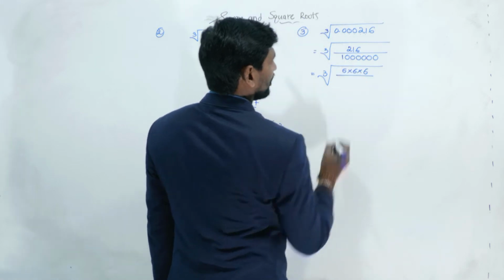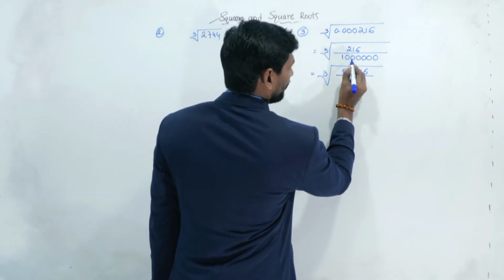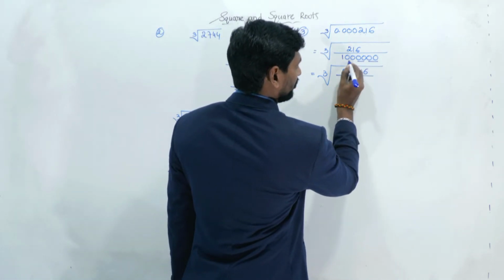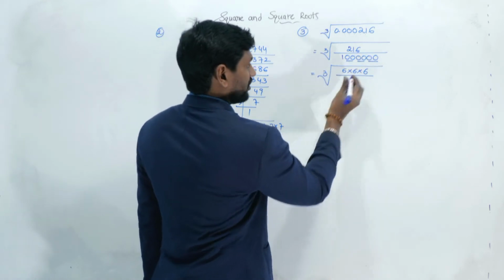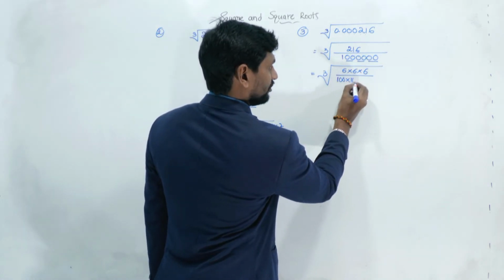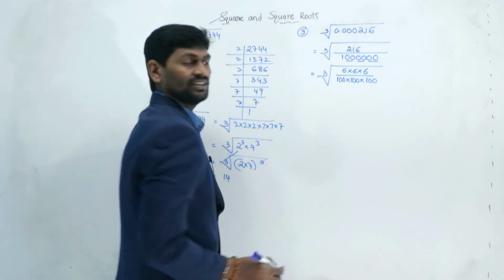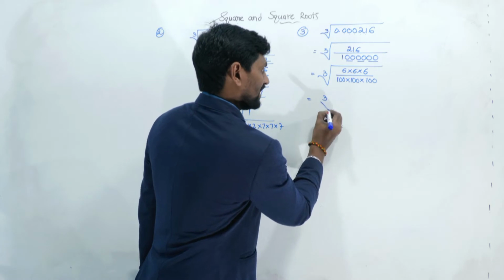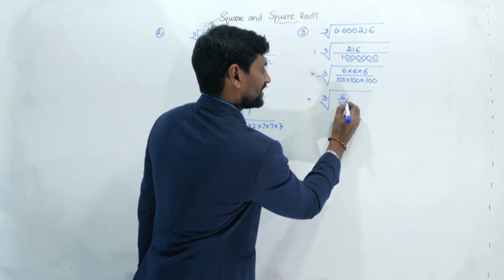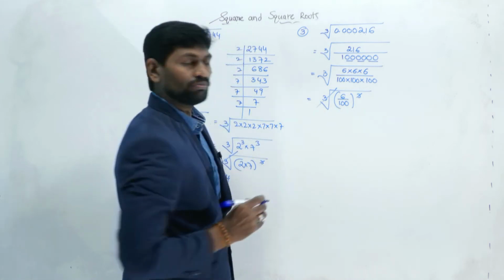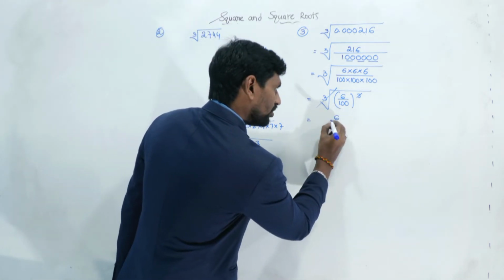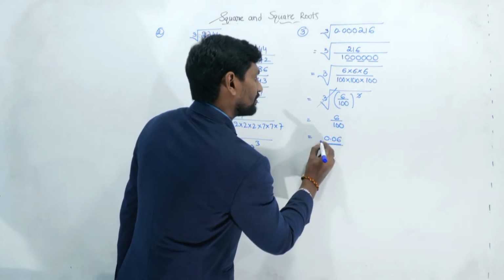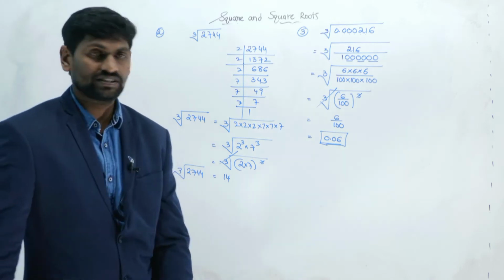Now I am separating the denominator like this. How many zeros are there here? 6 zeros. So 2 zeros at a time, I can take it as 100 into 100 into 100. That means 6 by 100, 6 by 100, 6 by 100. So 6 by 100 three times. So I can write 6 by 100 whole cube. So the cube root cancels, and we will have only 6 by 100. That means 0.06. 6 by 100 means 0.06.